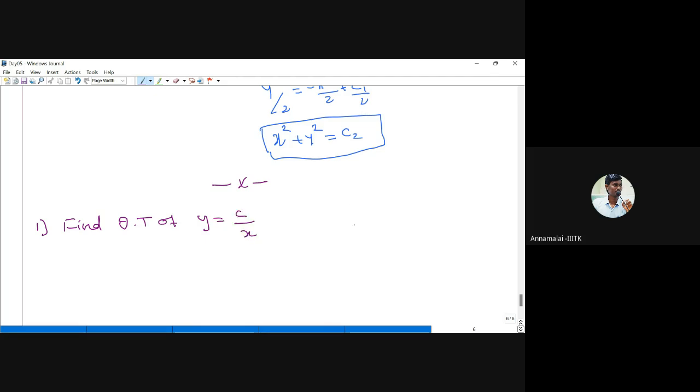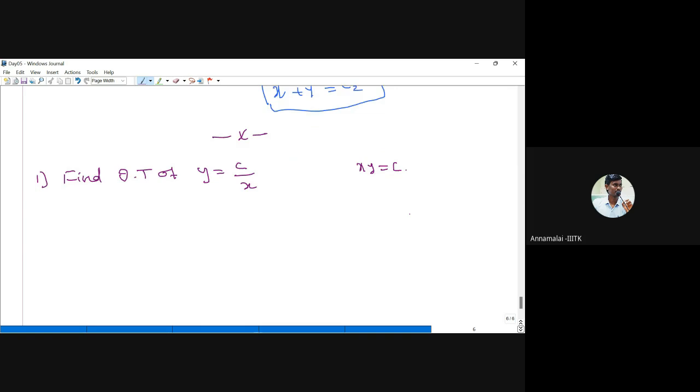So what is that? Just cross multiply by x, we get xy equal to c. So what does the graph look like? Assume that c is positive or anything. If we take c equal to 1, we get xy equal to 1. So actually, this is like some rectangular hyperbola, right? If you take some other value, you will get some other one. So similarly, you will get all these different possible rectangular hyperbolas, right? Now we have to find the orthogonal trajectories of this family.